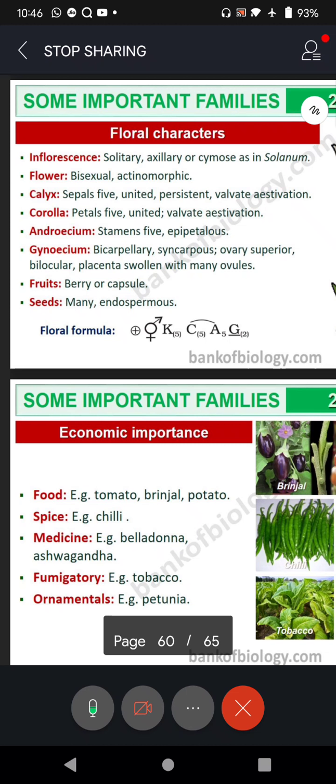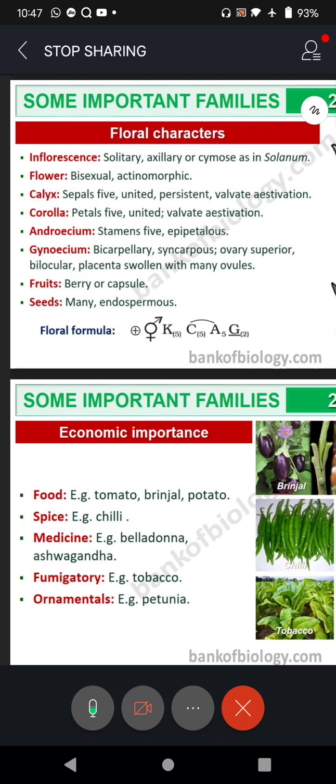So we are putting under G 2 because bi. And then we are putting it within a bracket, which means they are fused. And we are underlining under G. Why? Yesterday I said superior ovary. And when you come to the biology lab, we will take a section of this ovary, and you will see two rooms. Each room is called a locule. So two rooms, bilocular. That's why we are putting 2.